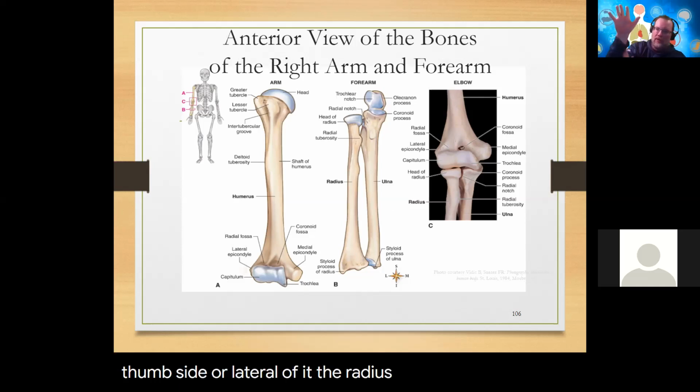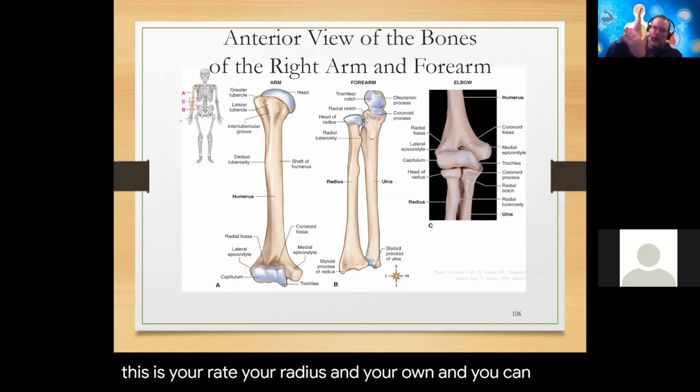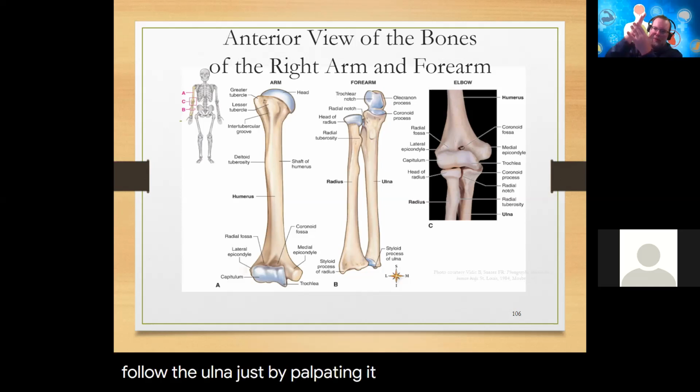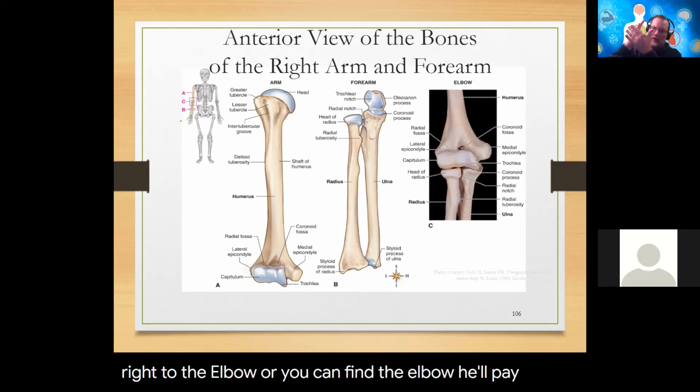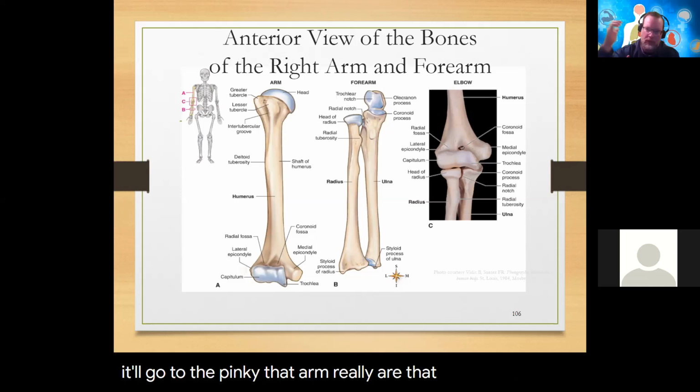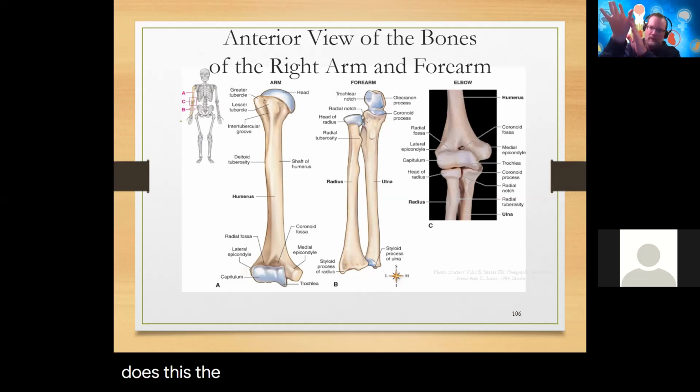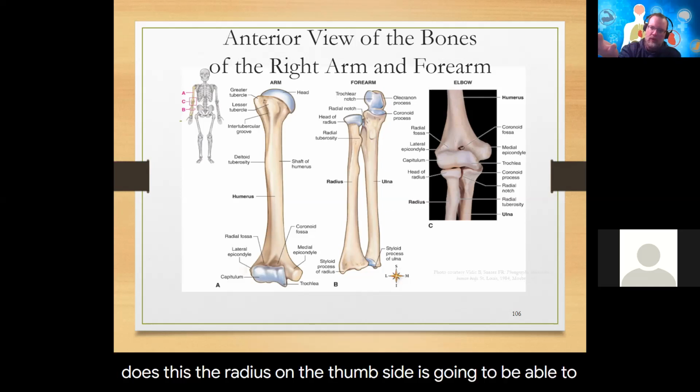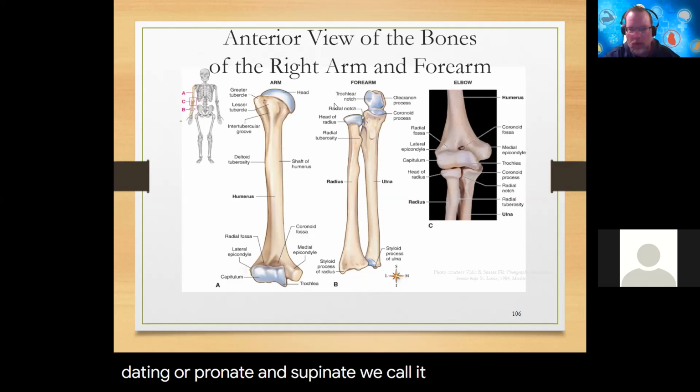The radius is on the thumb side. So this is your radius and your ulna. And you can follow the ulna just by palpating it from the pinky, it takes you right to the elbow. Or you can find the elbow, palpate down, it'll go to the pinky. That bone really just does this. The radius on the thumb side is going to be able to do radiating, or pronate and supinate, we call it. So again, radius on the thumb side, ulna on the pinky side. Radius is lateral, ulna is medial.